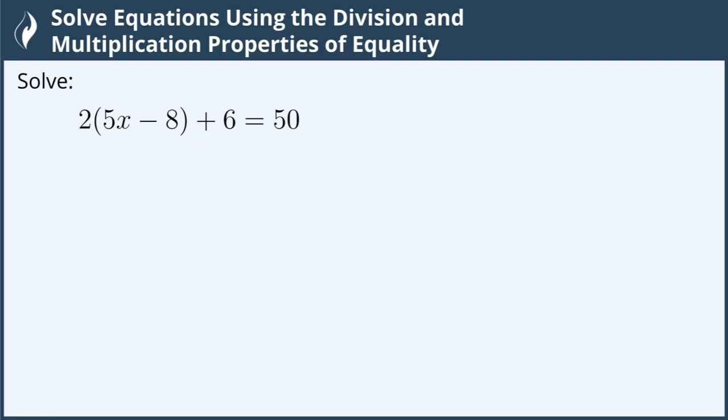So here, let's start by multiplying 2 times 5x is 10x. And then 2 times 8 is 16. And notice that this is a minus 16 because it was a minus in the parentheses. Now I carry down my plus 6 and my equals 50. Notice that the 6 was not inside parentheses, which is why it doesn't get multiplied. It stays a 6.